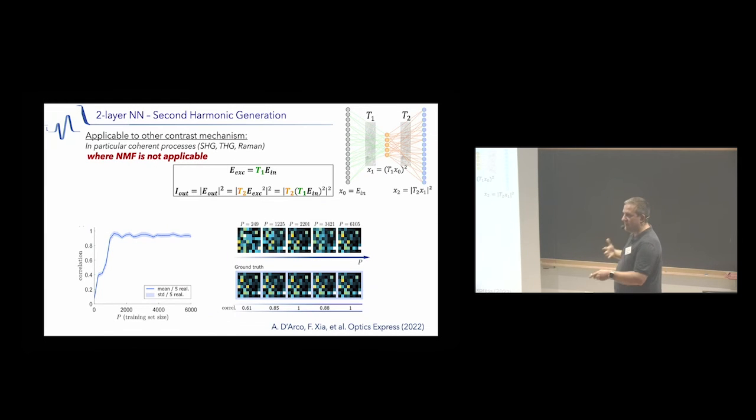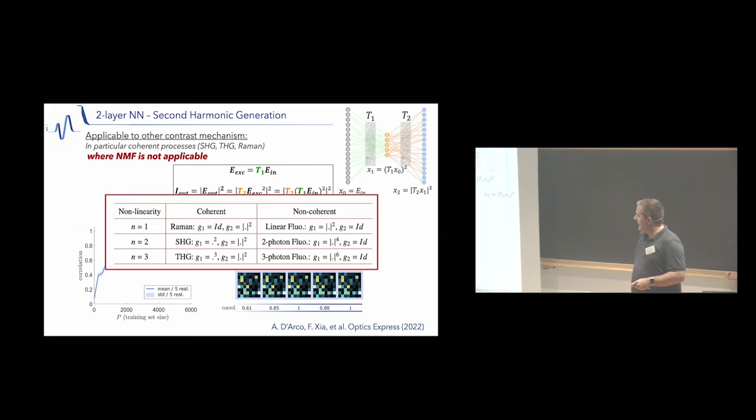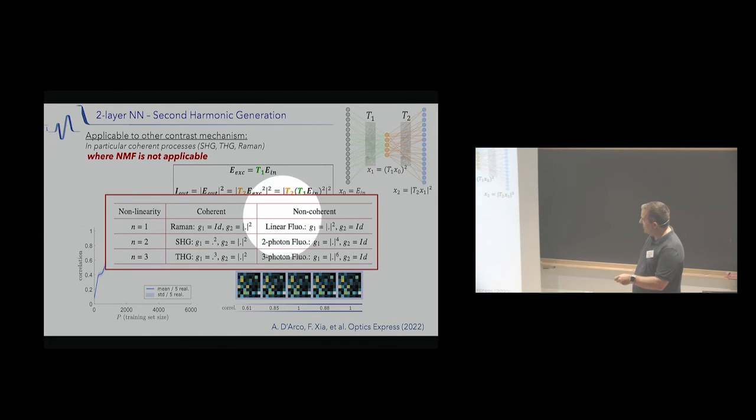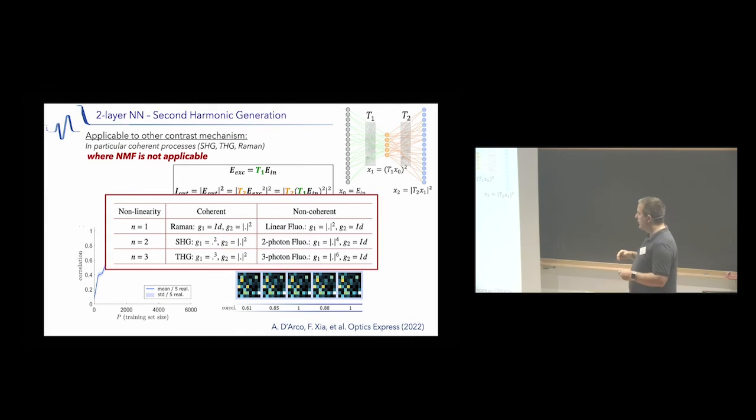So you can really play with your contrast mechanism, and we actually show that depending on the coherent or incoherent nature and the order of the nonlinearity, you can really tackle many different modalities: Raman, linear fluorescence, two-photon fluorescence, three-photon fluorescence, second harmonic generation, third harmonic generation. So more or less, whatever your modality, you can put it in there to train your network.